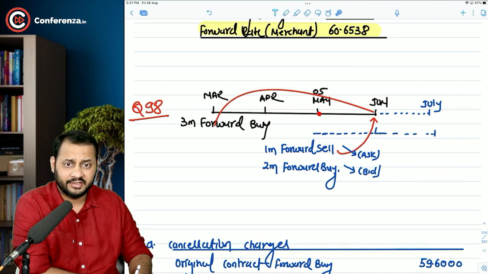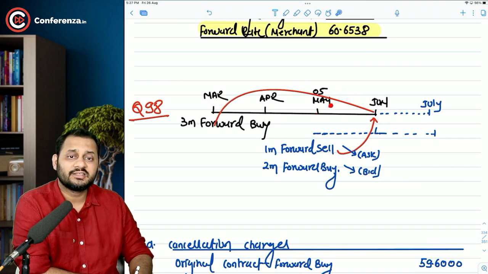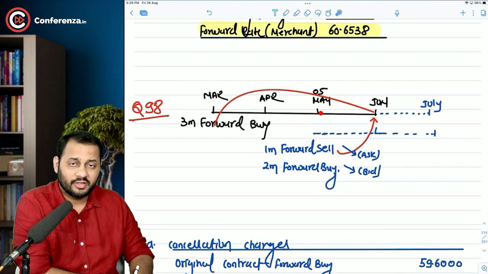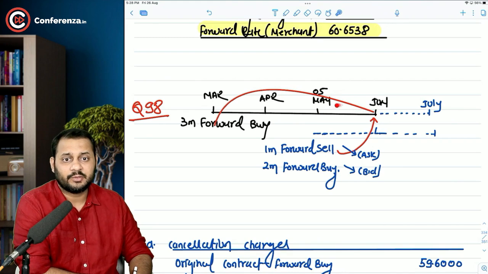And from this date, the original contract is still 1 month away. So we need to take such a contract of cancellation which also expires in June, that means which is 1 month away. So 1 month forward sell is required. Sell because it is buy in the original contract, forward because we are still 1 month away. So 1 month forward sell by the bank.